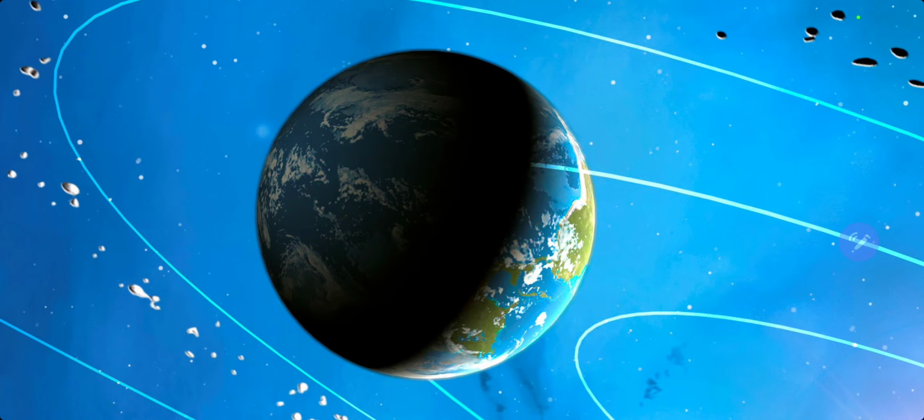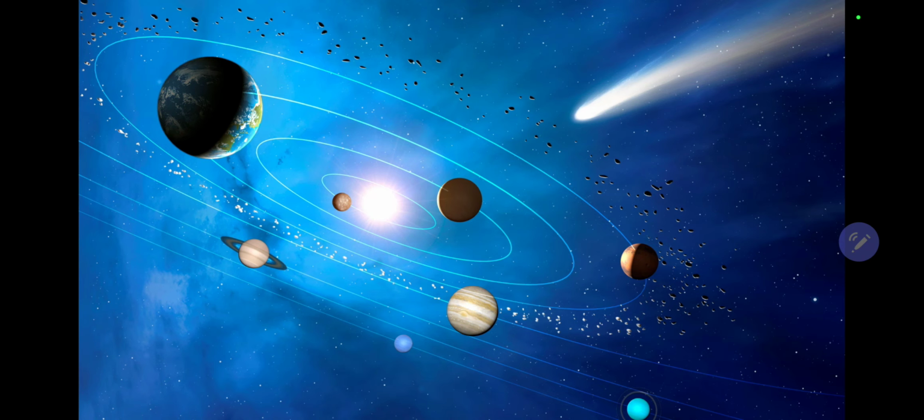So welcome to the solar system. Oh yeah, there are also meteorites sometimes, every few thousand years, so be careful of them.